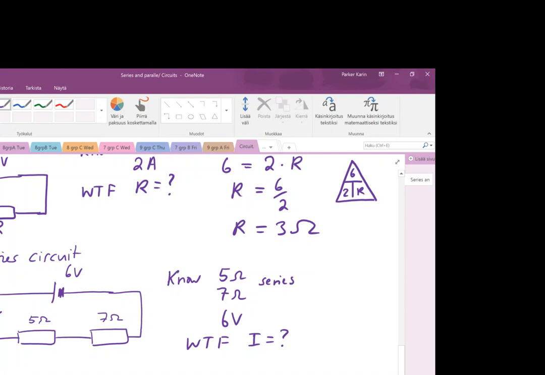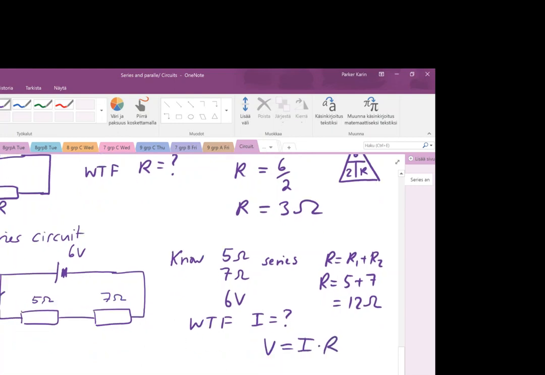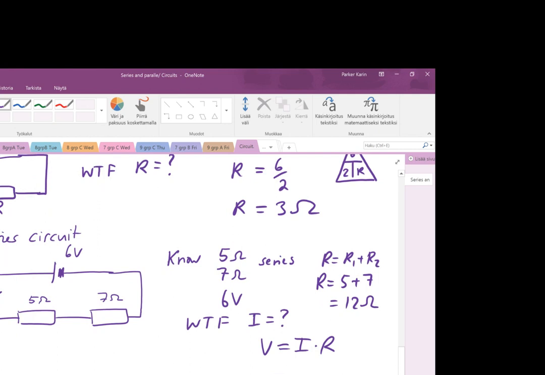Okay, bit more complicated. We've got 2 resistors. They're in series. Know your rule. R is R1 plus R2. They're in series, we add them. So R is 5 plus 7, it's 12 ohms in total. Now we've got a single value for the resistance, 12 ohms, and we have got 6 volts. We can do V equals I times R. You must write it down. Okay, and we've got 6 equals I times 12. I is 6 over 12, which is 0.5 amps.